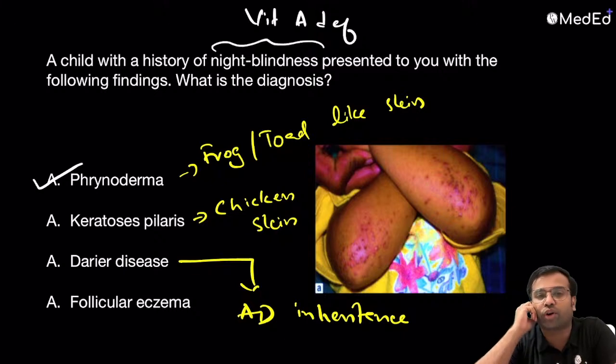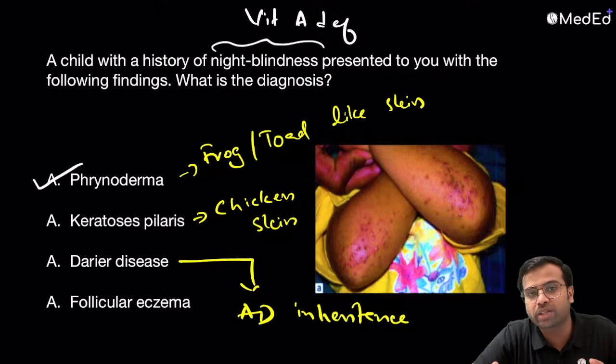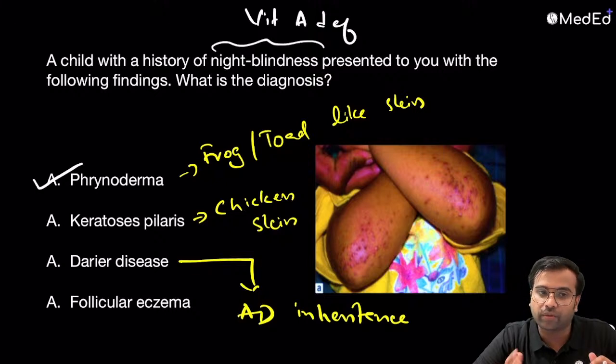The last one is follicular eczema. This answer would have been follicular eczema in case they did not mention in the question that there is a vitamin A deficiency. If there was no mention, my answer would have been follicular eczema. But since there is a mention of vitamin A deficiency, this is more likely to be phrinoderma. Very good, Dr. Avinash.